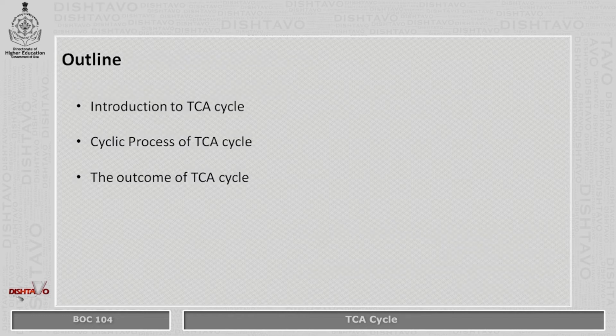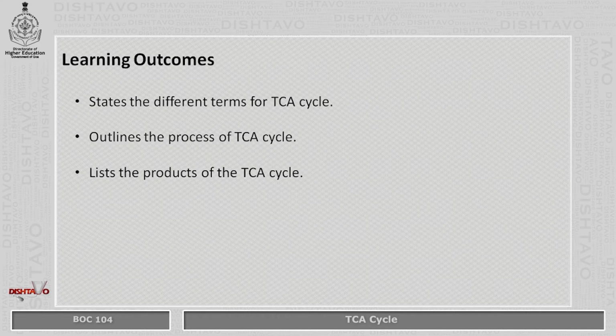In this module, you will be introduced to the TCA cycle. You will see the cyclic process of the TCA cycle and also the outcome. By the end of this module, you will be able to state the different terms of the TCA cycle, outline the process of the cycle and also list the products.